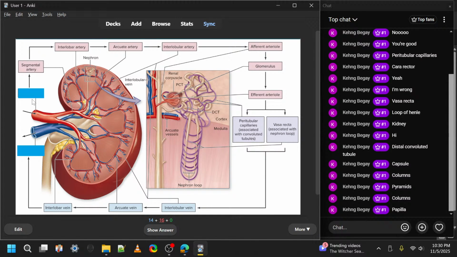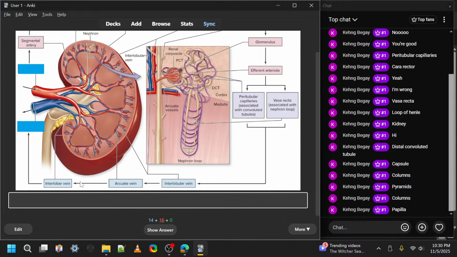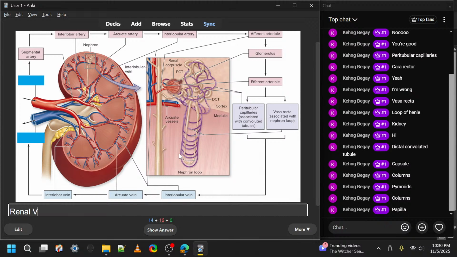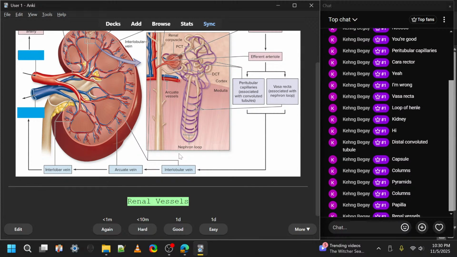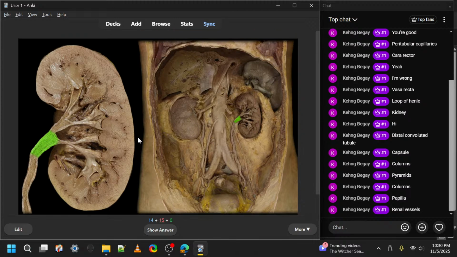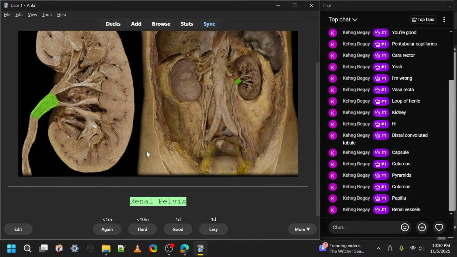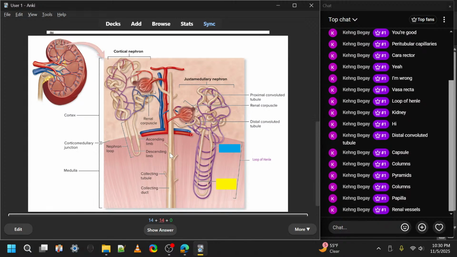Alright, the blue. So it's these two vessels. So the afferent arterial and the efferent arterial. So what is the collective name for those? It would be the renal vessels. Nice. Nice, King. Nice. Alright. This is the renal pelvis. Good stuff, King. Good stuff.